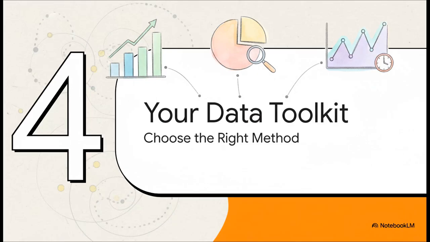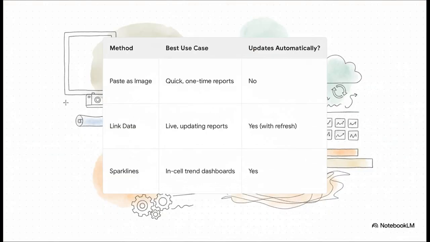So let's pull all of this together. We've just added three really powerful tools to your data visualization toolkit. And the real key, the secret, is knowing which one of these tools to use and when. This little summary table breaks it down perfectly, right? If you need a quick, one-and-done snapshot for something that's never going to change, paste as an image. That's your go-to. For any document that needs to stay current, a live report, a presentation you're still working on, linked data is going to be your absolute best friend. And for those compact, at-a-glance dashboards right inside a table, sparklines are the elegant solution, for sure.